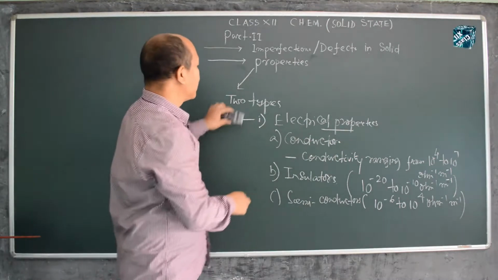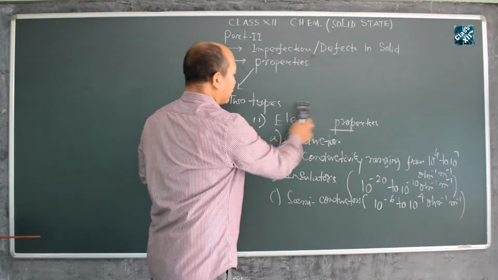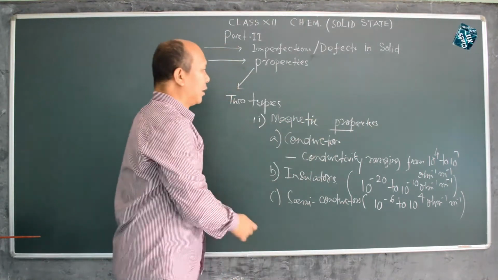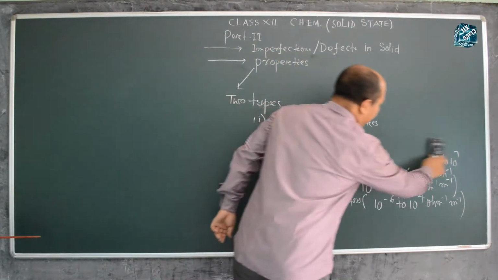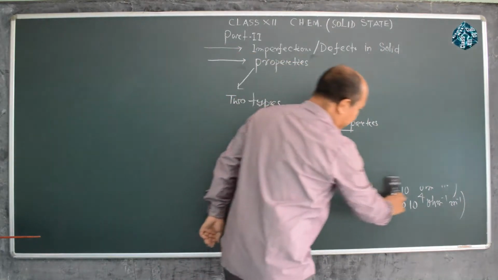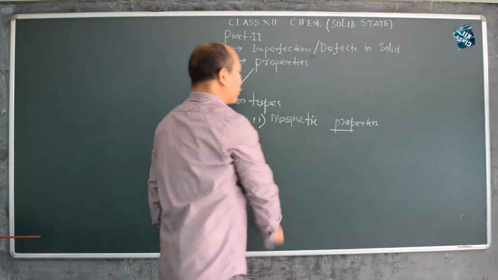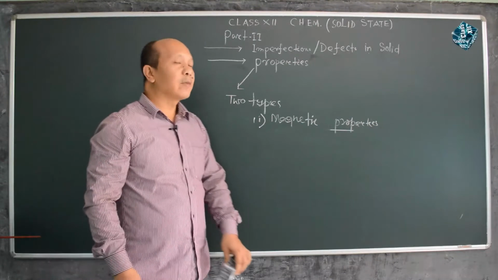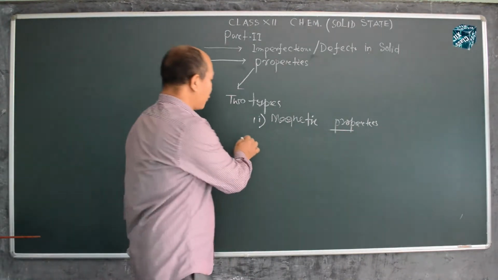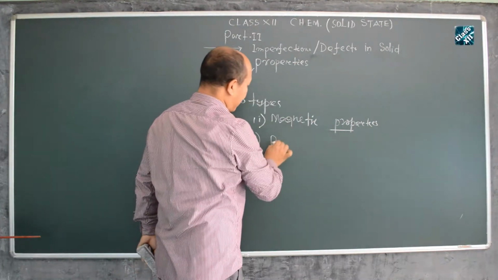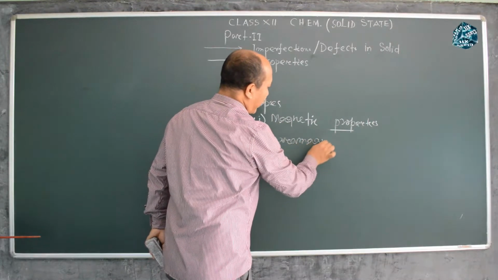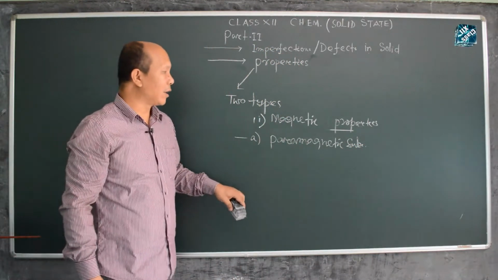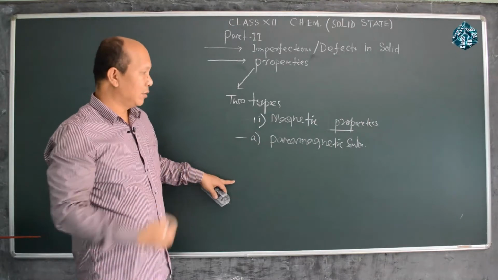Then the second property is the magnetic property. Magnetic properties are based on the behavior of a substance when an external magnetic field is applied. Based on the behavior in external magnetic fields, any substance can be classified into five types. First one, paramagnetic substance. That means a substance which is attracted by the external magnetic field.